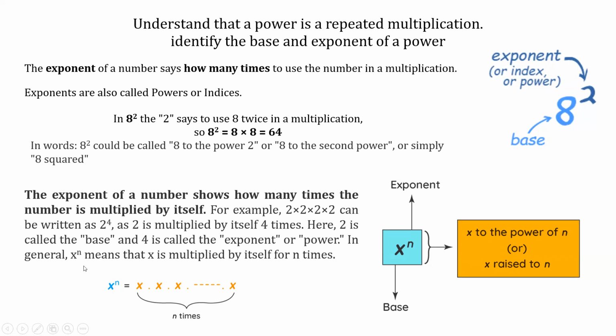In the general case, x to the power n means that x is multiplied by itself n times. So x is the base, n is the exponent. And we read this expression as x to the power of n, or shortly x to the power n, or x raised to n. So x to the power n means we multiply x by itself n times.